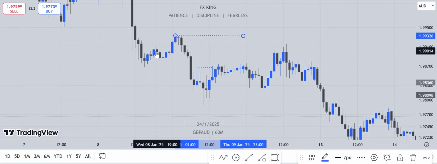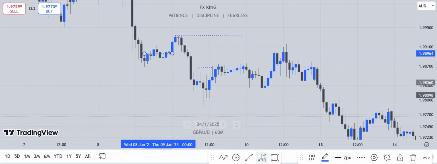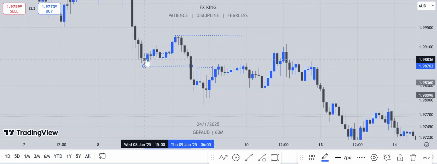Why did I not end here? I told you that for a pullback to be valid, the market needs to take out the high of the lowest candle in that range, which here is the high and here is the low. So the market needs to take out both the high and the low. You can see from here that when the market took out this high, it gave a pullback before finally taking out the low.